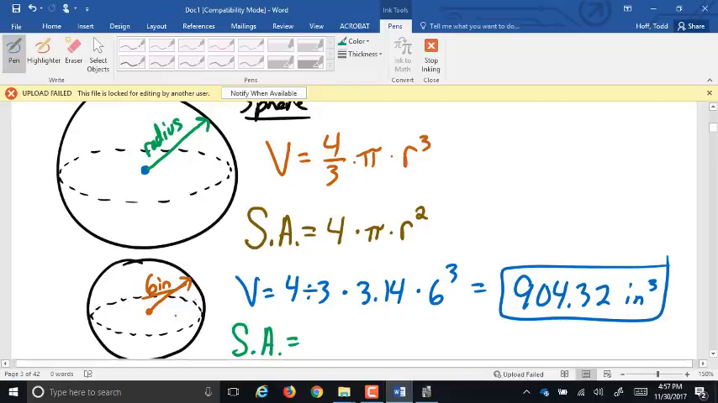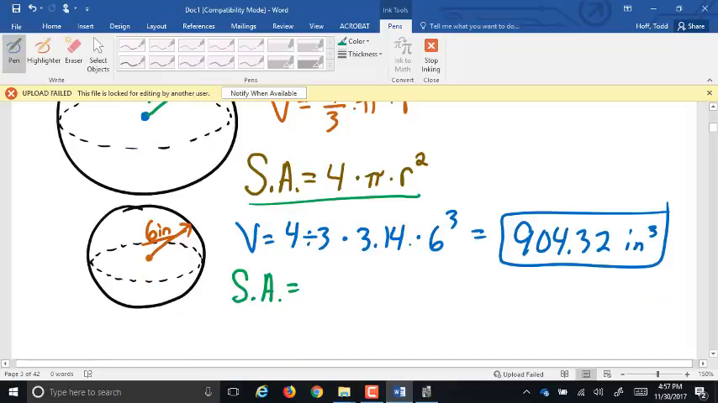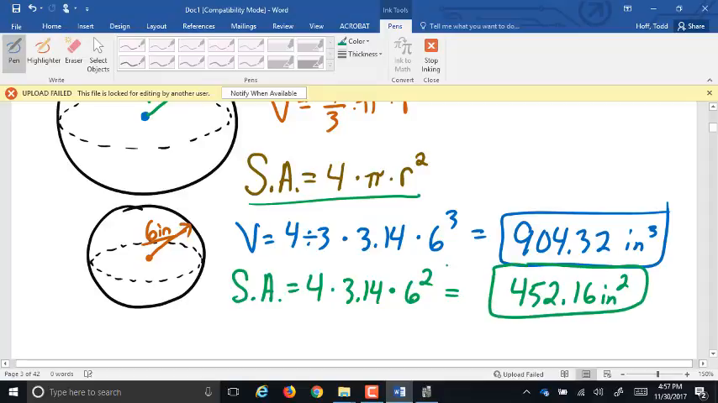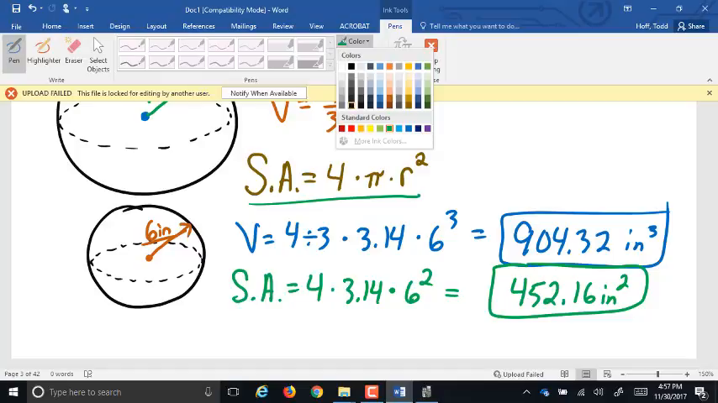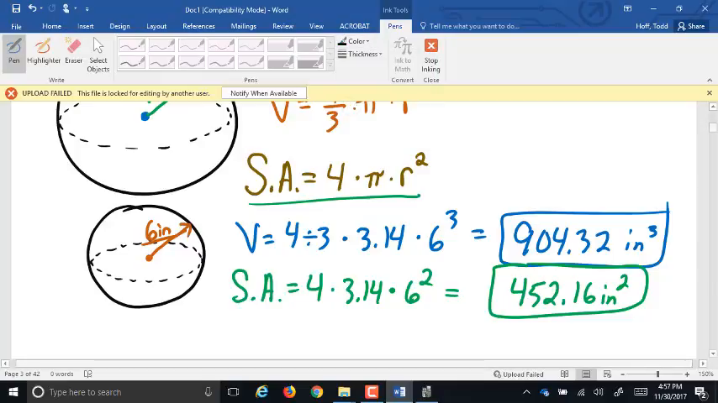My surface area is 4 times pi is 3.14 times 6 squared, which is 452.16 inches squared. Any questions?